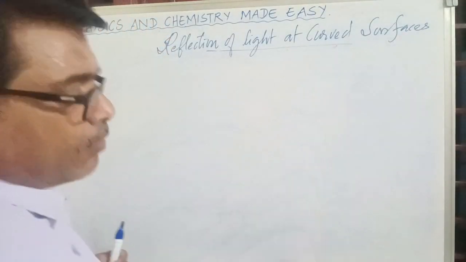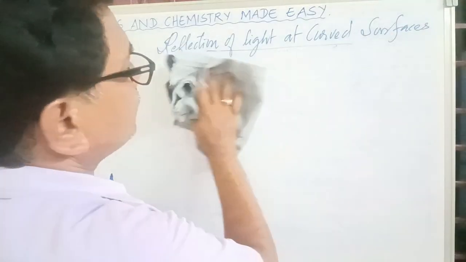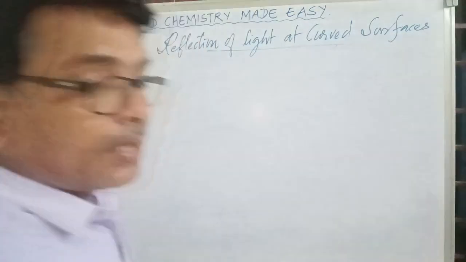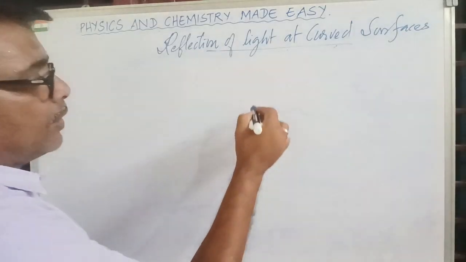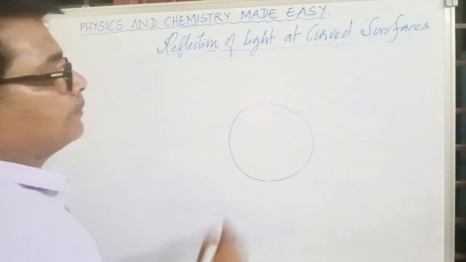Now today our topic is what? Reflection of light at curved surface. The topic is the same, reflection, but it is on a curved surface. Now what do you mean by a curved surface? So you take a sphere and you cut it into two halves.